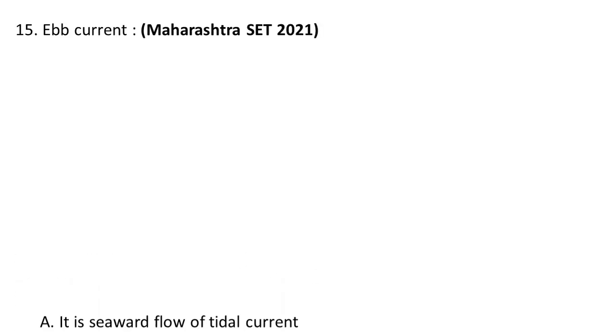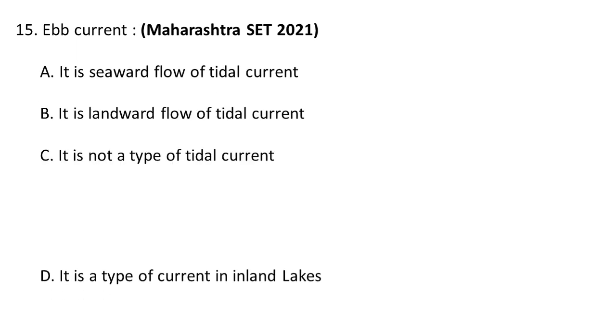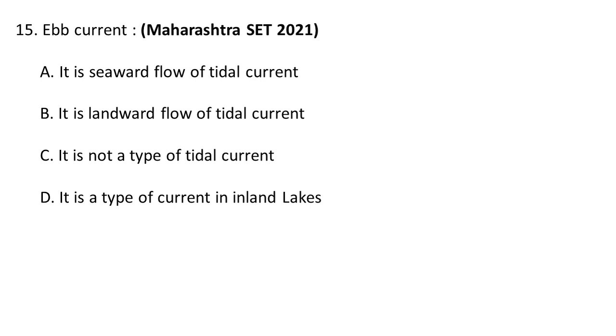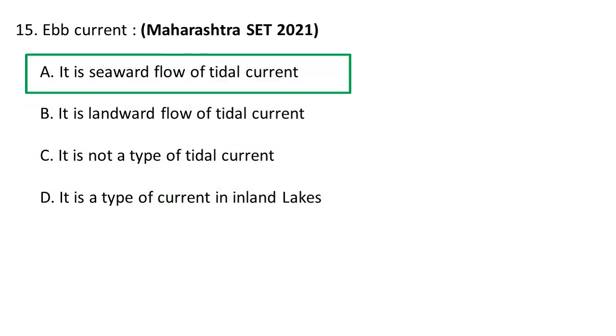Next question. Ebb current. What is ebb current? A. It is a seaward flow of tidal current. B. It's a landward flow of the tidal current. C. It is not a type of tidal current. And D. It is a type of current in the inland lakes. The correct option is A. It is a seaward flow of the tidal current.